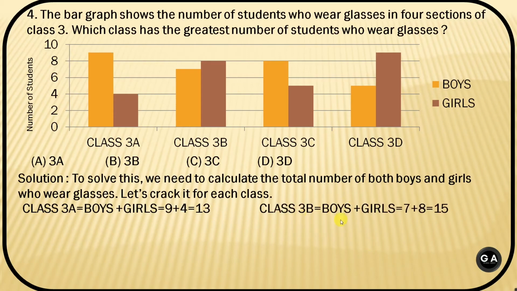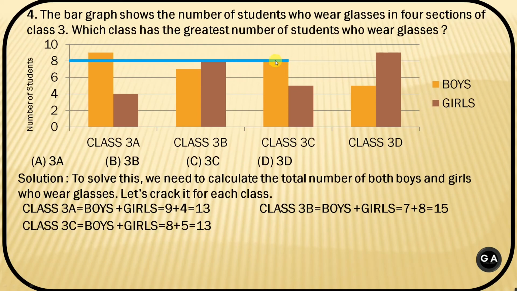Class 3B equals boys plus girls equals 7 plus 8 equals 15. So here is the number of boys wearing glasses, that is 7, and here is the number of girls wearing glasses, and that is 8. So 7 plus 8 equals 15. Class 3C equals boys plus girls equals 8 plus 5 equals 13. So here are the boys wearing glasses, and that is 8, and here are the girls wearing glasses, and that is 5. So 8 plus 5 equals 13.